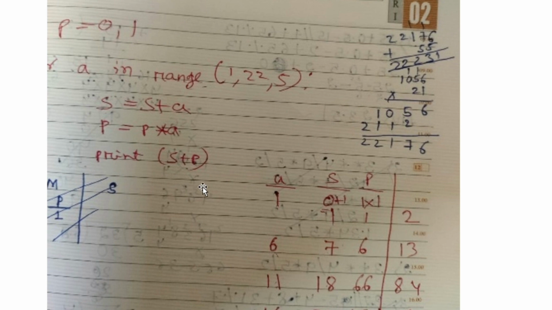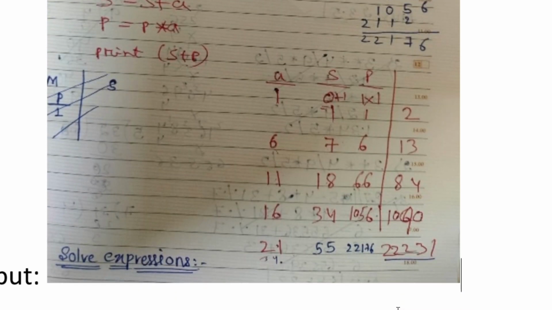Next, again value of a is 1 plus 5, that is 6. s equal to s plus a. s is 1 plus 6, 7. p equal to p into a. p is 1 into 6, 6. Now print s plus p. s is 7 plus 6, 13. Next, value of a is plus 5. 6 plus 5 is 11. Then s equal to s plus a, that is 11 plus 7, 18. p equal to p into a, that is 6 into 11, 66. Then s plus p, 84. Then value of a is 11 plus 5.